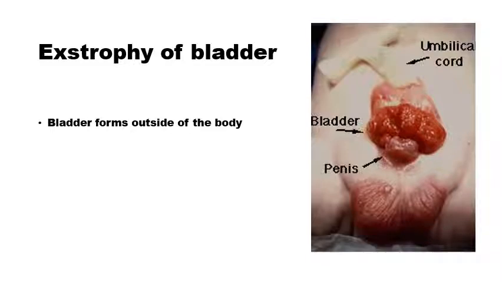So exstrophy of the bladder is when the bladder forms not inside of the abdomen but through the wall that's supposed to hold all of the contents of the abdomen in. So it forms slightly outside of the body. So then this, of course, will need to be surgically replaced. A skin flap may need to be involved.